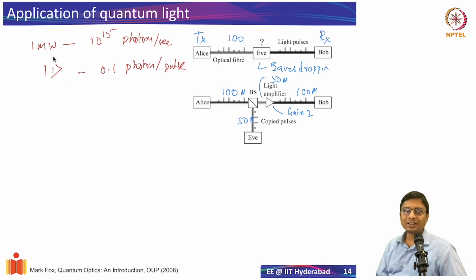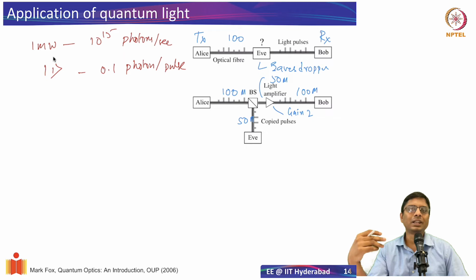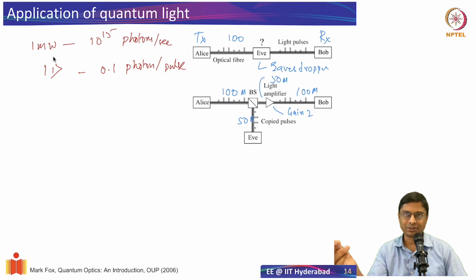If I'm able to do that, what will happen? It's a quantum state. Quantum theory tells us that if you have a quantum state and Eve tries to measure it, then automatically the quantum state gets disturbed. And Bob and Alice will get to know that somebody had tried to read it.